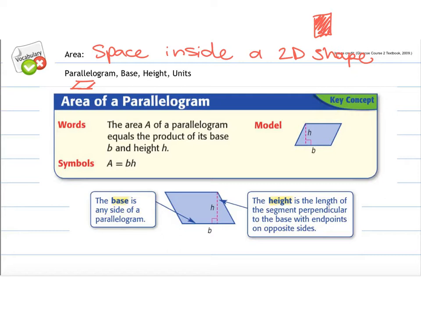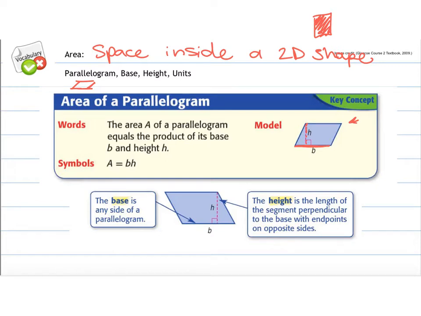The base is one side of the parallelogram. So I'm going to use this picture over here. The base here is this bottom part, and the height is from the other parallel side to that point. And notice that it makes a 90-degree angle, so it's got to be perpendicular. So that's the height. And then the units is whatever we're in, whether that's centimeters, inches, feet, that's our units.